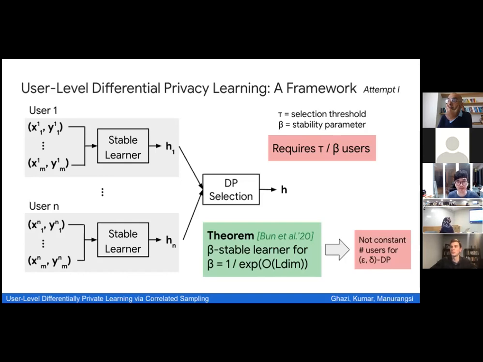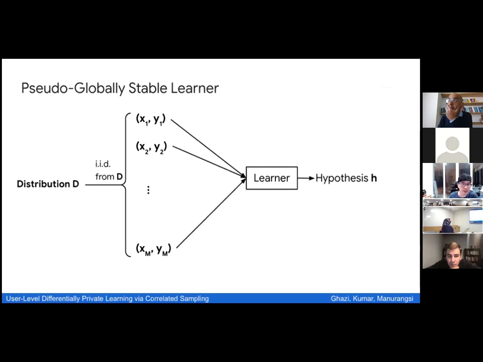Okay, thanks. Okay, cool. So we have seen this attempt which works, but it doesn't give us the number of users that we want. So let's try to reduce the number of users. And we reduce it by extending the notion of stable learner to what we will call a pseudo stable learner. So the definition is almost the same as before, except that now the learner gets access to some shared randomness R.